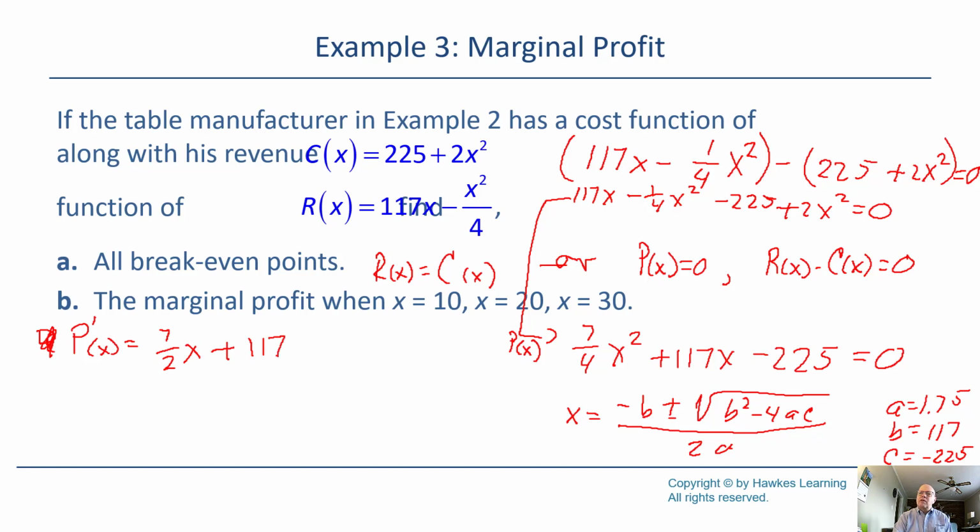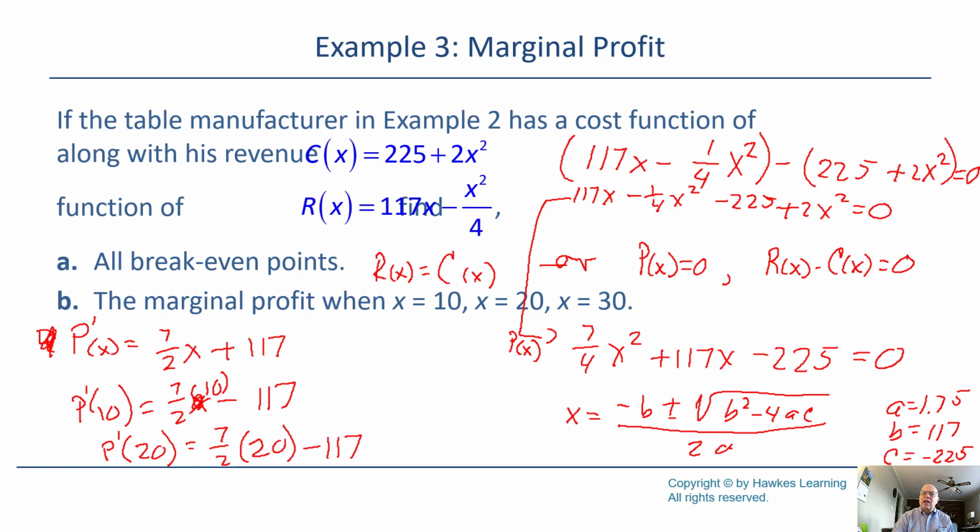What's the marginal profit when you've got a 10? Marginal profit at 10, just put the 10 in there, minus 1/17. Do this a little bit cleaner for the next one. The marginal profit when it's 20, 7/2, 20 this time, minus 1/17, and so on.